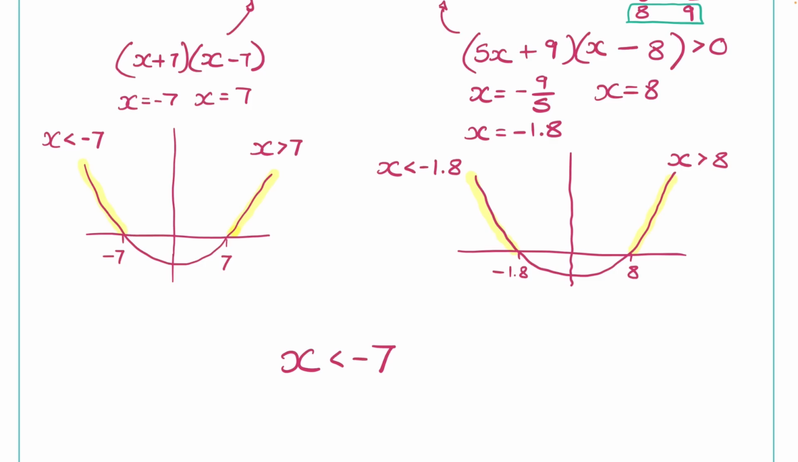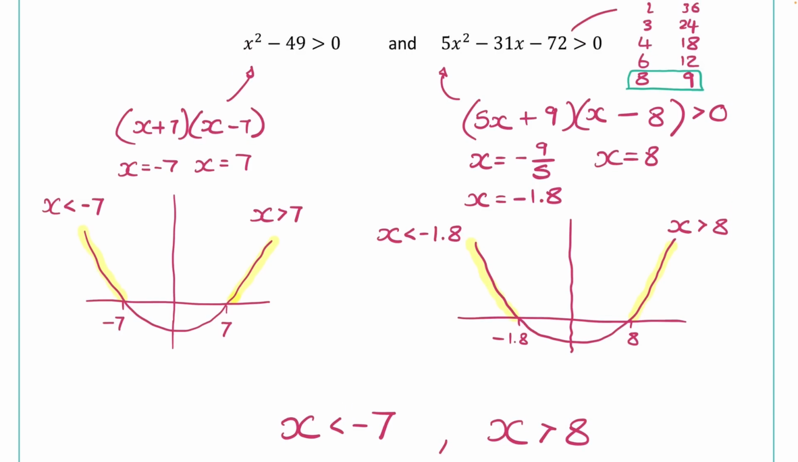However, on this right one, if we have x is greater than 8, that works for both of the inequalities. Any number bigger than 8 is also bigger than 7. So they are our two inequalities. X has to be less than -7, which we've got from our left one, and x has to be greater than 8, which we've taken from our right one.